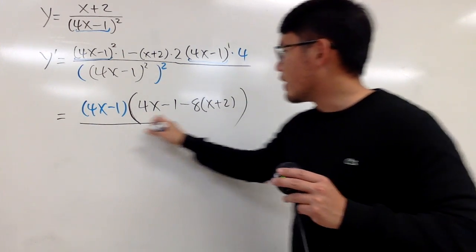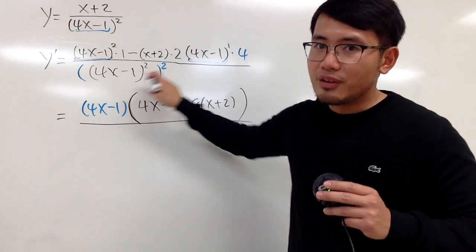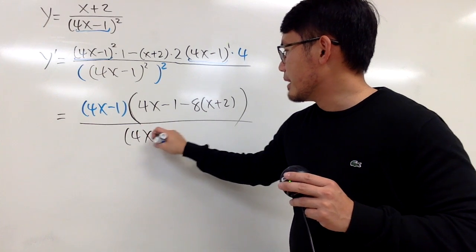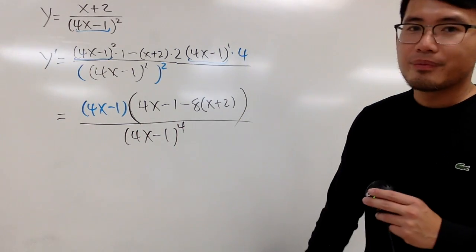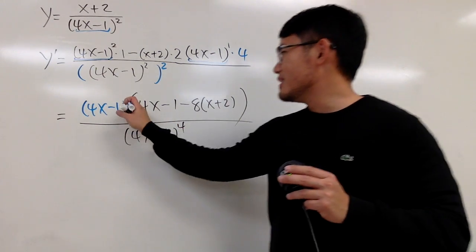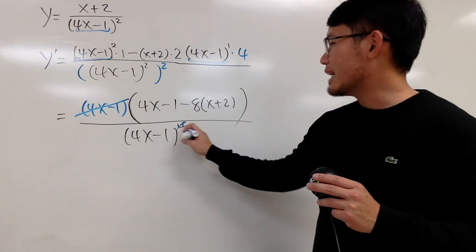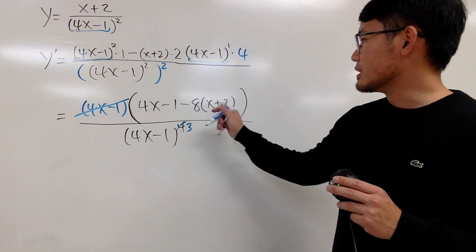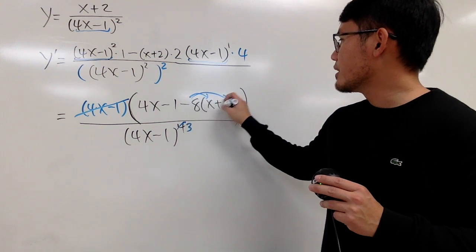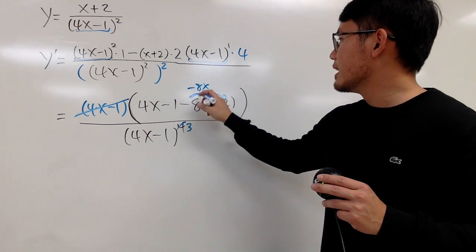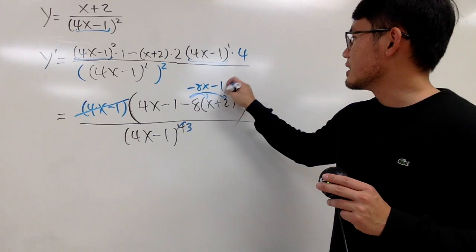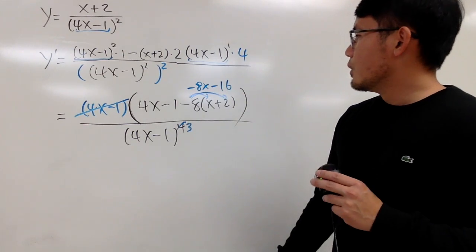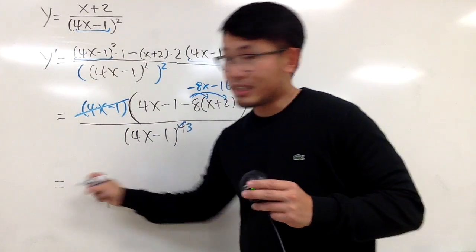And then this is all over this to the fourth power. So (4x - 1) to the fourth power. Well, as you can see, we can cancel this one with that. So you have the third power in the denominator. On the top here, of course, we can simplify. This right here is negative 8x and minus 16. Well, we can combine terms on the top, and that's pretty much it.